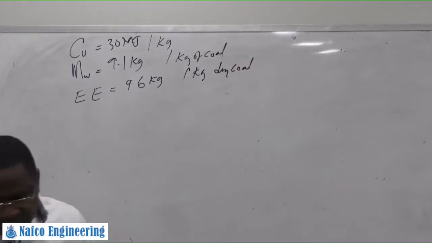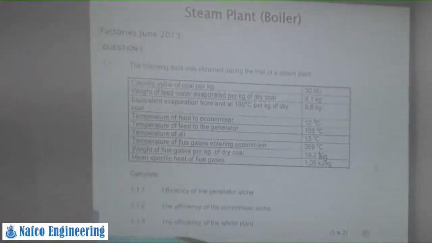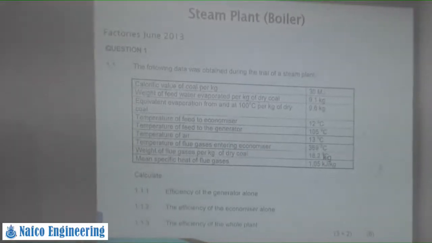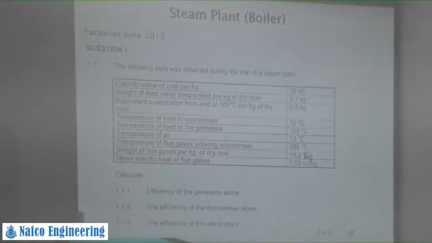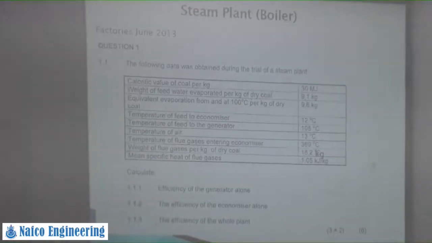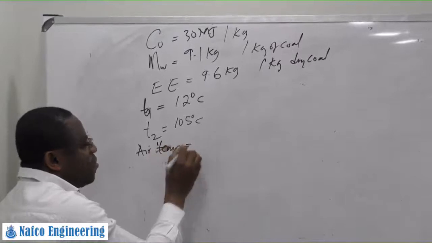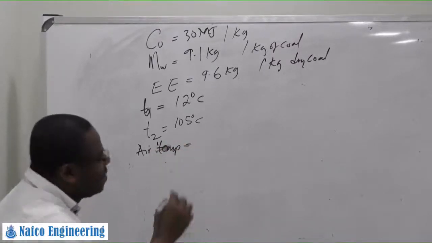And then the temperature of the feed water, or the feed to the economizer, T1, is 12 degrees. The temperature of the feed to the generator, let's say T2, which is to the boiler itself, is 105. And then the air temperature, which in another question they can call the boiler house temperature, is 13 degrees.